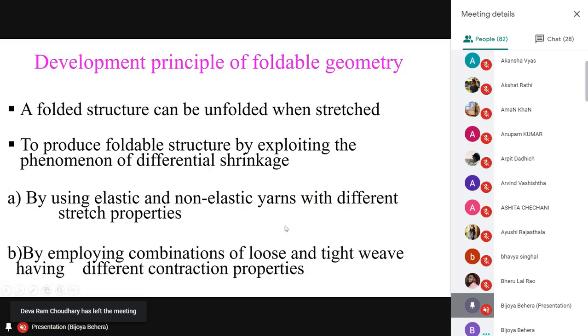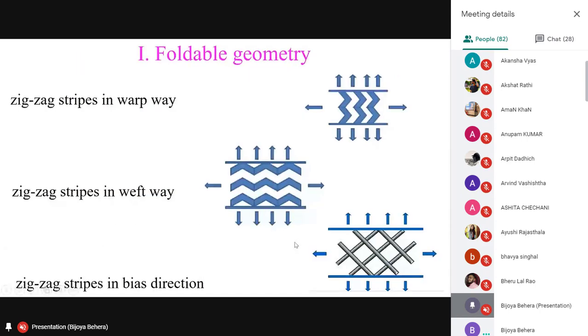First way is you produce auxetic fabric using auxetic yarn. You know what is auxetic yarn. Second way is you produce auxetic fabric by using auxetic weave geometry. I have already explained to you what is auxetic weave geometry. The third method is you produce auxetic fabric using both simultaneously, auxetic yarn as well as auxetic weave. So the samples which we have produced used both auxetic yarn and auxetic weave design together simultaneously.